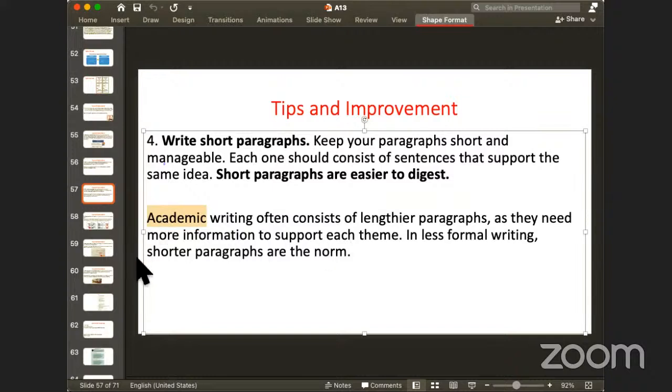All right, so in formal writing, we have shorter paragraphs. Obviously here we're talking about a persuasive essay. Even though this type of writing is considered formal, it's not the most formal one, right?